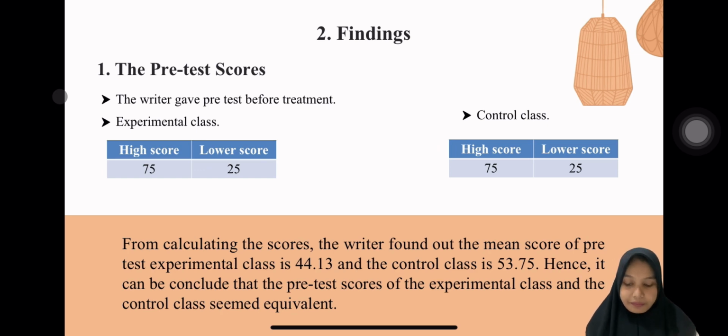And then after calculating the scores, like range, number of classes, etc., we get the result. The mean score of the pre-test of the experimental class is 44.13 and the control class is 53.75. Hence, it can be concluded that the pre-test scores of the experimental class and the control class seem equivalent.